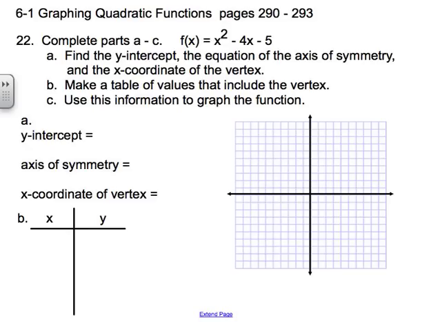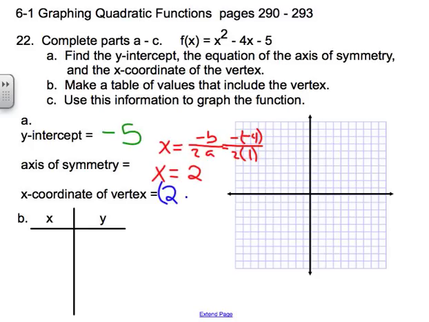The y-intercept is always going to be your c value, which is -5. The axis of symmetry is found by using the equation x equals -b over 2a. My b is -4, so I plug in -4. My a is 1. Simplified up, my axis of symmetry is x equal to 2. The x-coordinate of the vertex is going to also be 2. Those are the same value. So when you find your axis of symmetry, you also find the x value for your vertex.